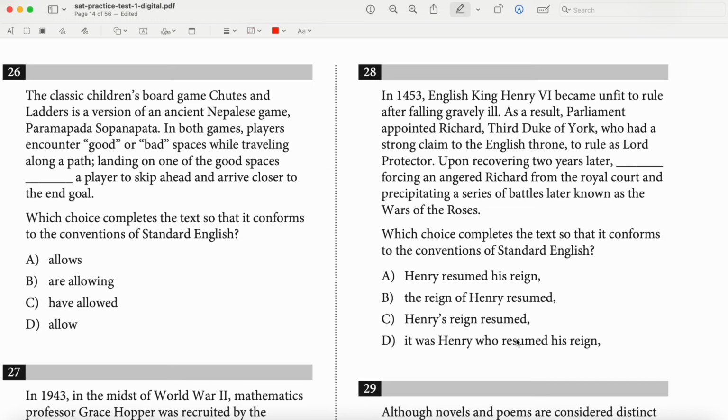Okay. The classic children's board game Chutes and Ladders is a version of an ancient Nepalese game, Paramaparas. That thing. By the way, don't worry too much about proper names. Reading "that guy" or "that thing" is good enough, because you don't want to take the time or mental energy worrying about pronouncing something like that. In both games, players encounter good or bad spaces while traveling along a path. Landing on one of the good spaces allows a player to skip ahead and arrive closer to the end goal.